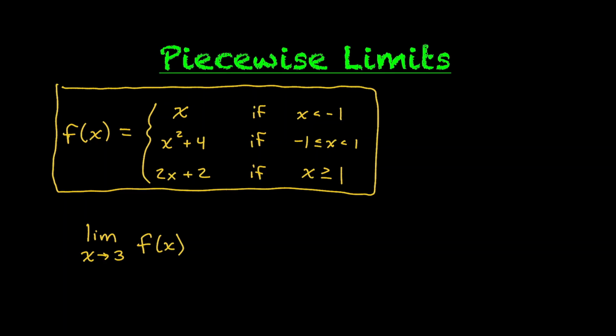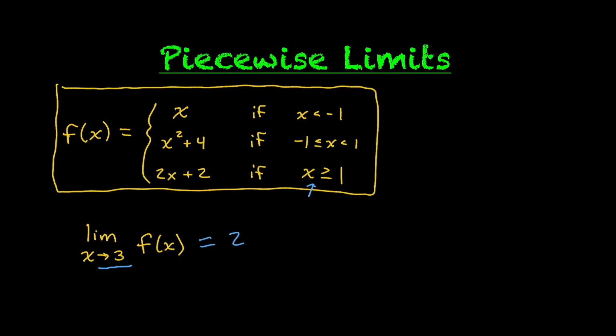In this particular problem, I just want to do the limit as x goes to 3 of f of x. So the first thing we need to do on a piecewise function is determine which part we are actually going to use. Now, when x goes to 3, remember, it doesn't actually reach 3, but we're plugging in numbers like 2.9 and 3.1, and we need to think which one of these functions we're going to use. If we're plugging in 2.9 or 3.1, we would be using the bottom function since x is greater than or equal to 1.